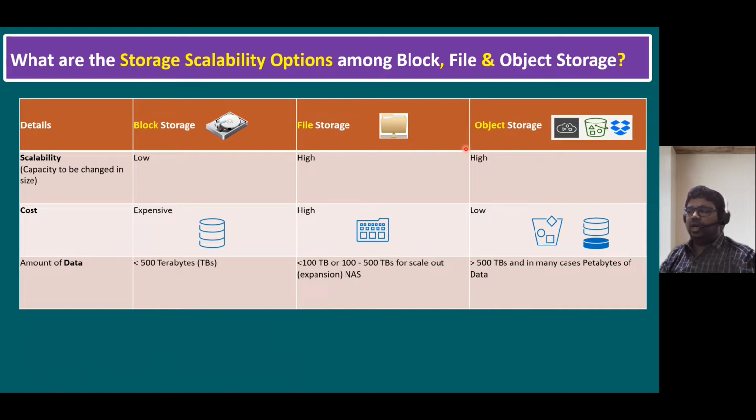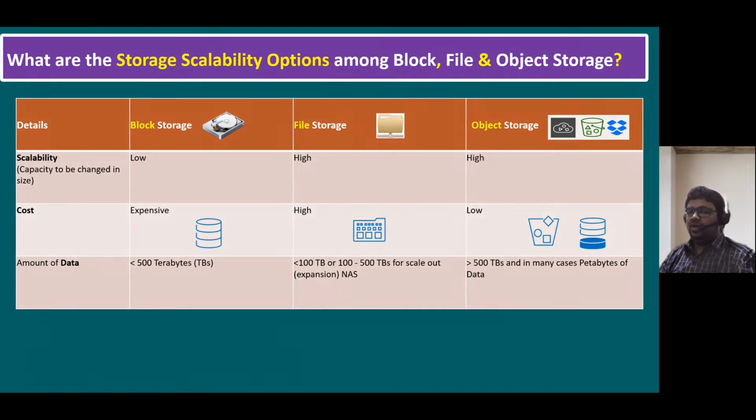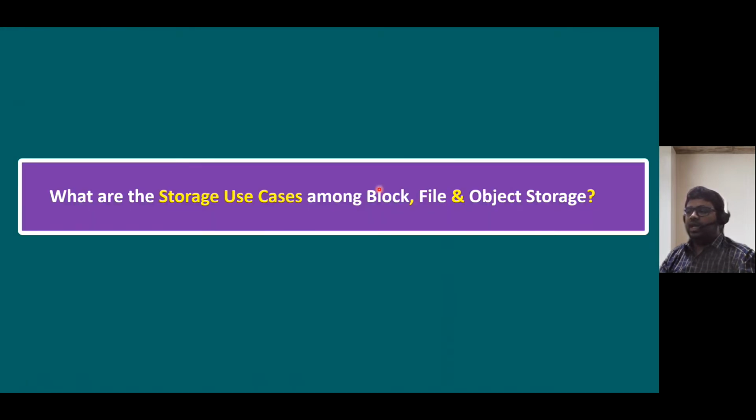And when it comes to object storage, if your organization has old archival data that you want to store for long-term purposes, and the data is more than 500 TB, it is better to go for object storage. In many cases, petabytes of data are stored in object storage. Now, another point: what are the storage use cases among block, file, and object storage?